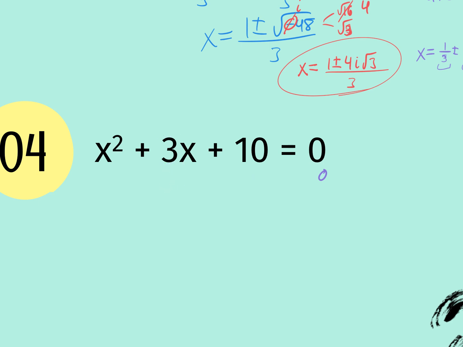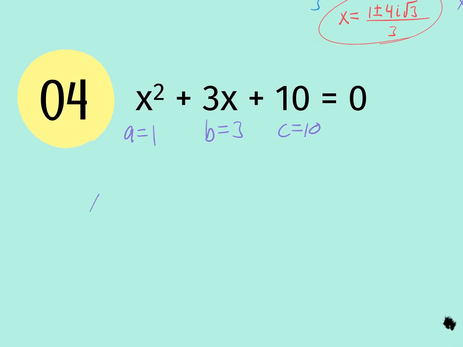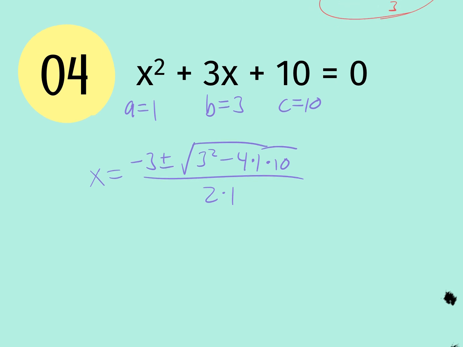All right, so let me go ahead and erase this and let's label, right? So we get a equals 1, b equals 3, and c equals 10. All right, and let's plug it into our quadratic formula, right? So we get x equals negative 3 plus or minus the square root of 3 squared minus 4 times 1 times 10 all over 2 times 1.